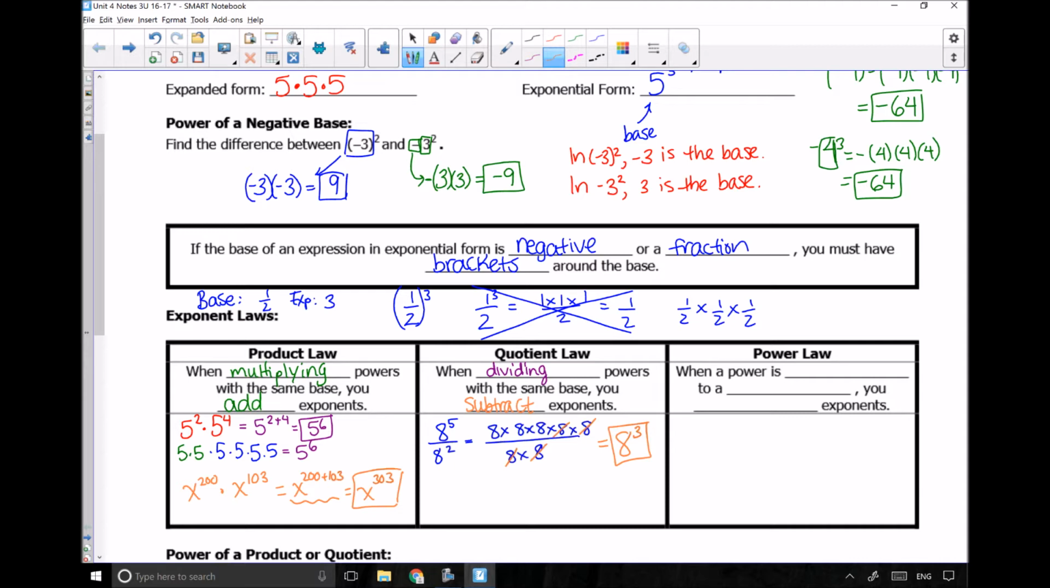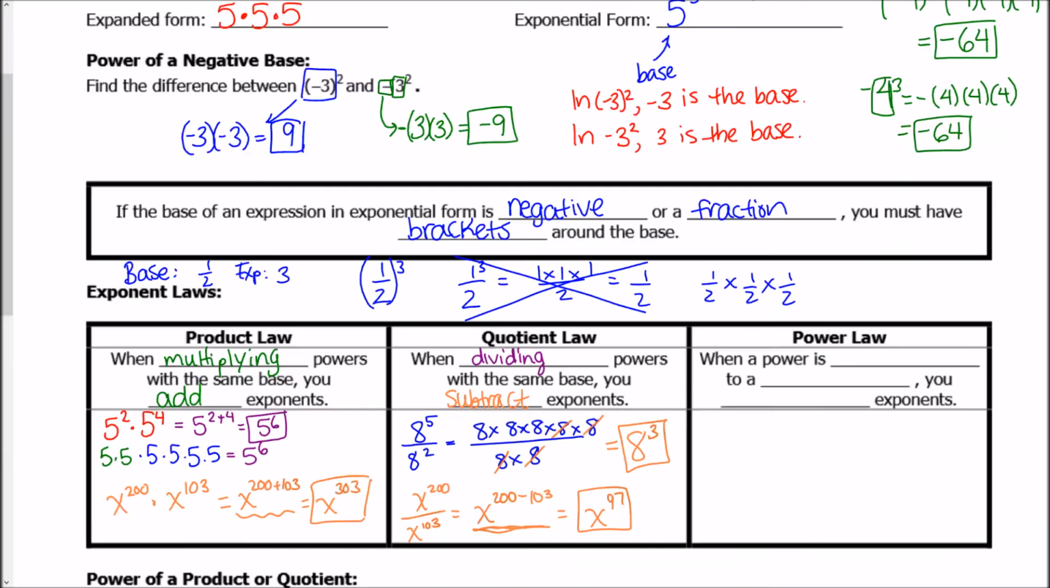Okay, so again, if I have x to the power of 200 divided by x to the power of 103, I end up getting x to the power of 200 minus 103, which is x to the power of 97. So my answer here, same thing, I don't have to show this work out right here, but just showing that I have to subtract my exponents whenever I'm dividing, okay?